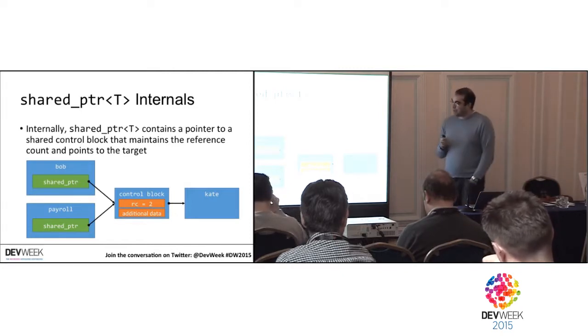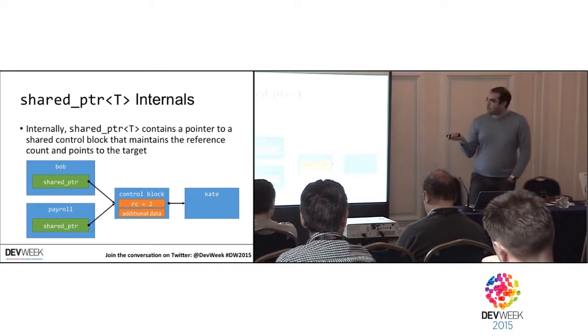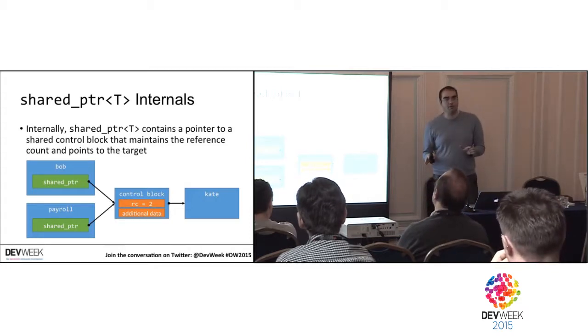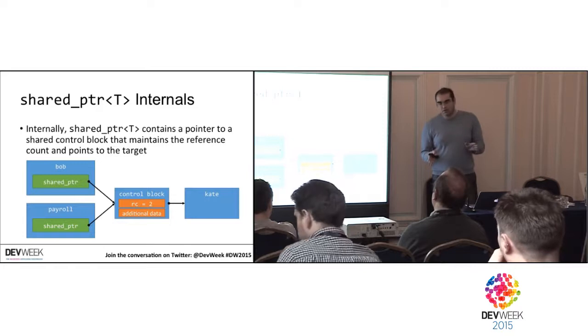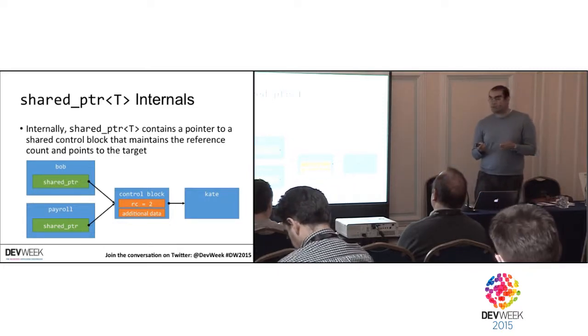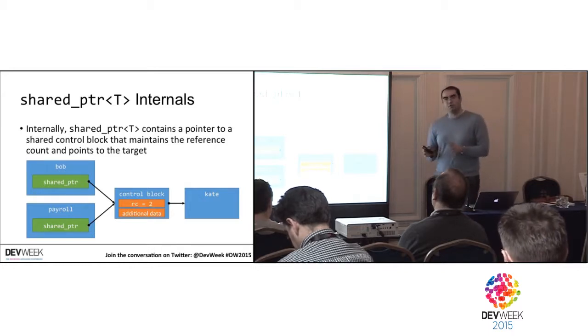And additionally, there's an extra dereference step, because if you have a shared pointer, to access the original object, you have to go through the control block. So that's an extra memory operation. Unique pointer doesn't have any of those costs. No control block, no additional storage, just a single pointer inside, and no additional dereference. But it doesn't support shared ownership.